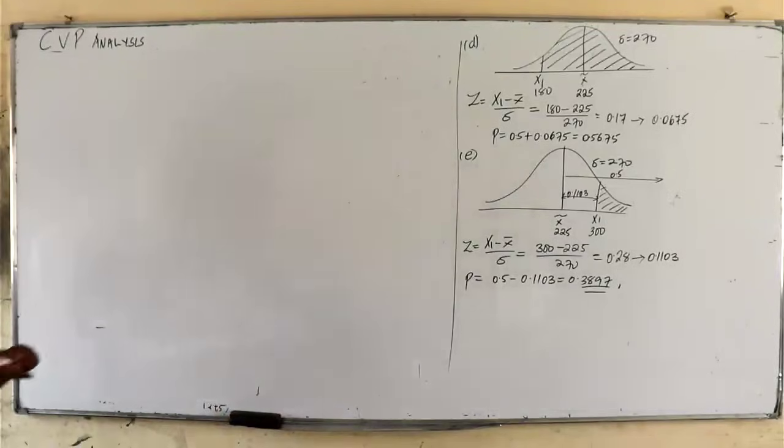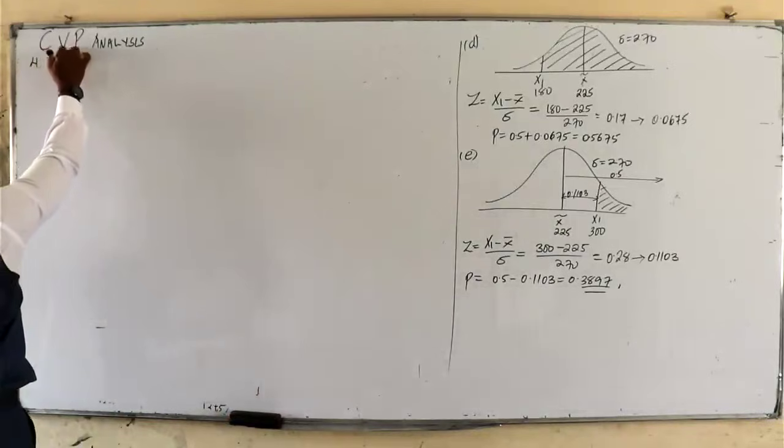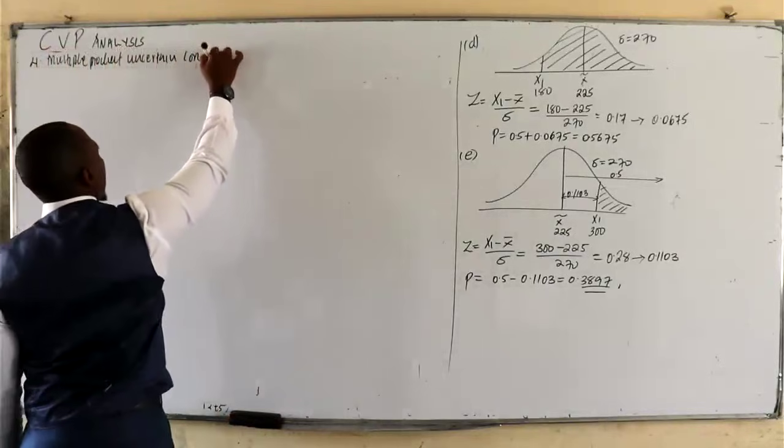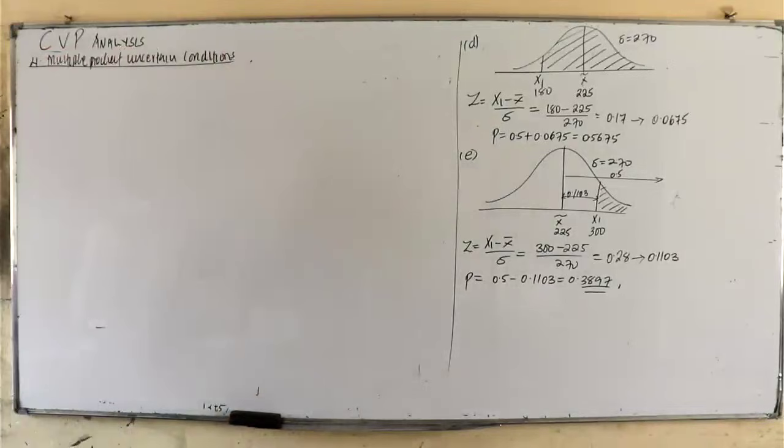Lastly, number 4. Multiple products and certain conditions. You see that?